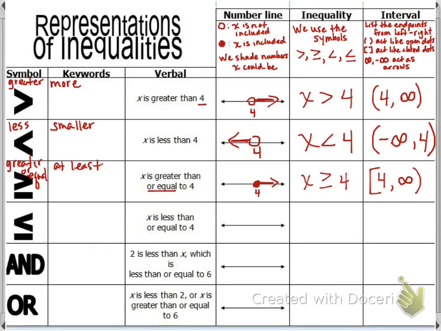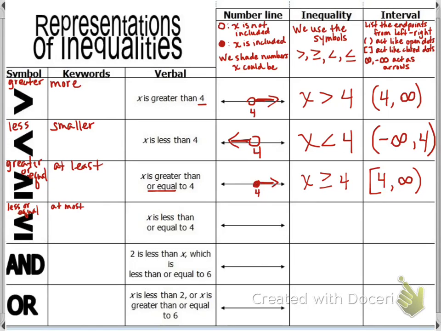The last thing we're going to talk about today is that less than or equal to symbol. And the keyword I'm going to give you, I think above I said at least, so now I'm going to give you "at most." And you try to come up with some other things that might mean that. Verbally, we have x is less than or equal to 4.